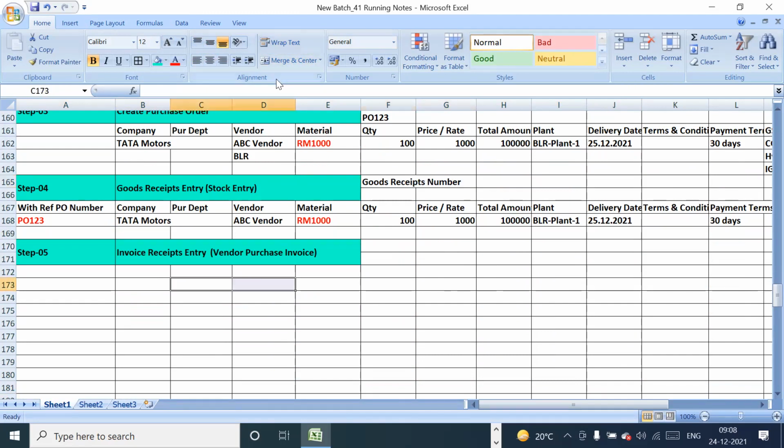GR/IR account debit to vendor account. The GRIR process I will tell a little later, in tomorrow's session we'll discuss. Generally the accounting entry, the SAP process I will tell tomorrow. Here also something we need to add. Tomorrow's session we'll discuss, already at 9 o'clock.